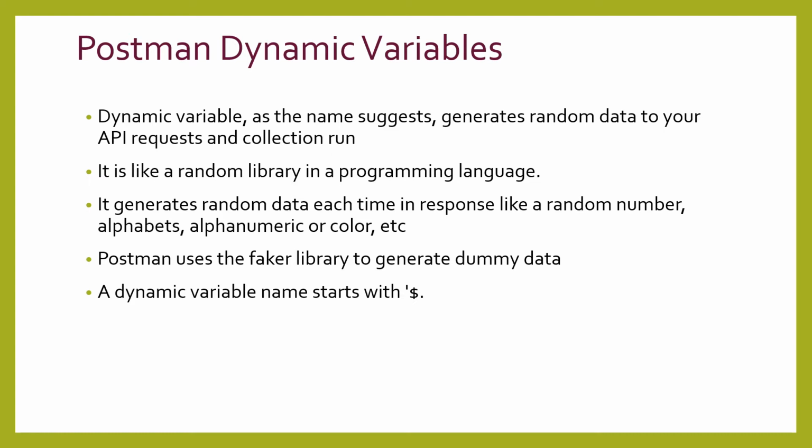Unlike global variables or environment variables, we don't need to define them anywhere in Postman. They are pre-built into Postman, and we don't need to initialize any value for them. That value gets assigned randomly as and when you send a request. When we see the demo of these dynamic variables, we will see how we can use them.